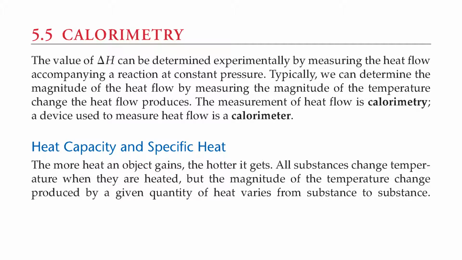Section 5.5 Calorimetry. The value of delta H can be determined experimentally by measuring the heat flow accompanying a reaction at constant pressure. Typically, we can determine the magnitude of the heat flow by measuring the magnitude of the temperature change the heat flow produces. The measurement of heat flow is calorimetry. A device used to measure heat flow is a calorimeter.